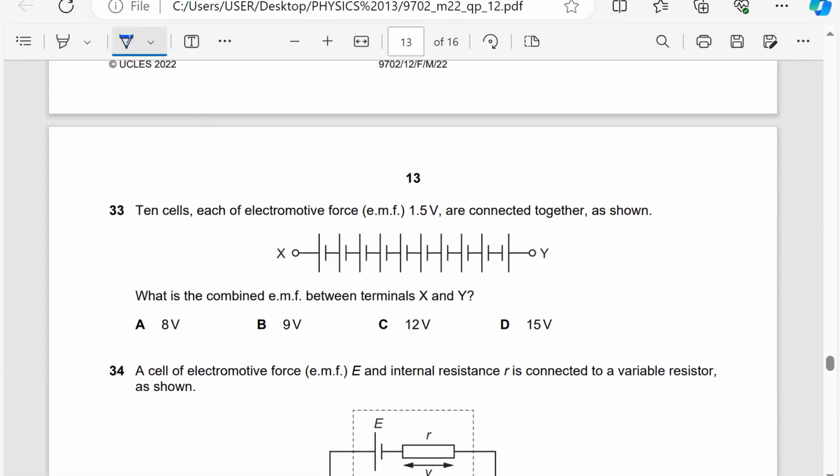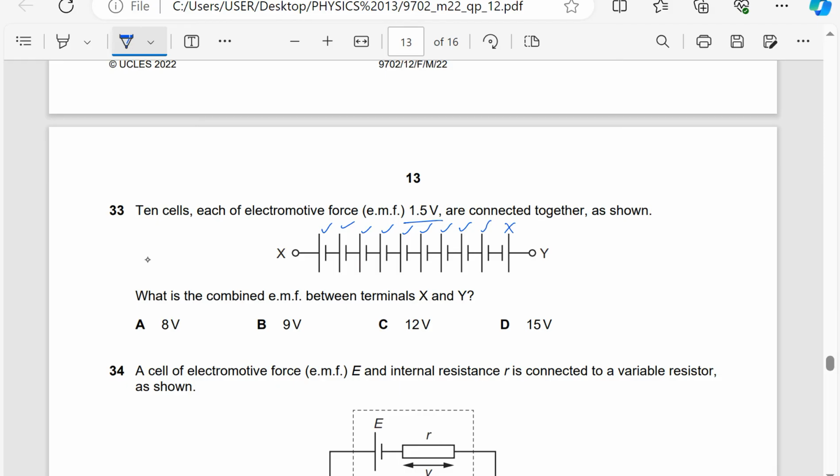So 10 cells, each of EMF 1.5 volts, are connected together as shown. What is the combined EMF between the terminals X and Y? So let's check which cells are pointing to the left. 1, 2, 3, 4, 5, 6, 7, 8. 9 cells are pointing to the left. 1 cell is pointing to the right.